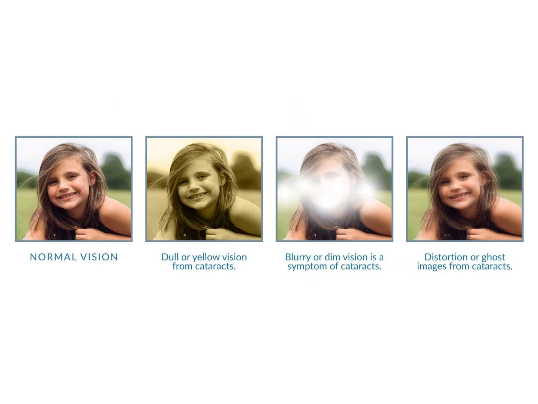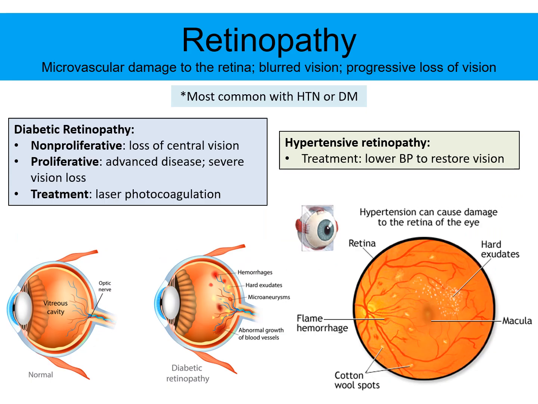Okay, this just shows how someone with cataracts is affected. So you can see the first one's normal, the second one has some color changes, and then the next one's blurry, and then we have some distortion. All right, so now we have retinopathy. So this is microvascular changes to the retina. Okay, it causes blurred vision and progressive loss of vision. And I hope you guys remember this is most common with hypertension or diabetes.